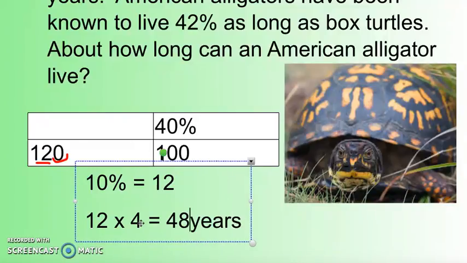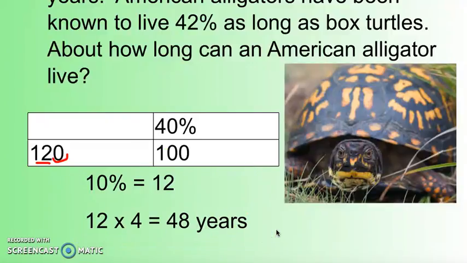So an American alligator lives about 48 years, which is still a great deal of time, especially when you consider that a dog or a cat lives about 10 to 15 to 18 years at most. So that's quite a bit of time for an animal to live.